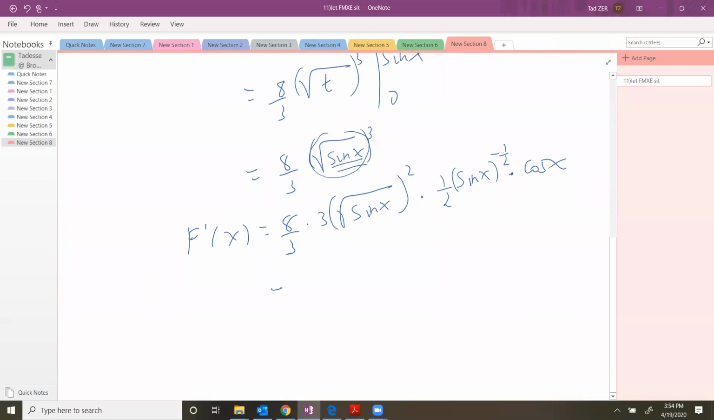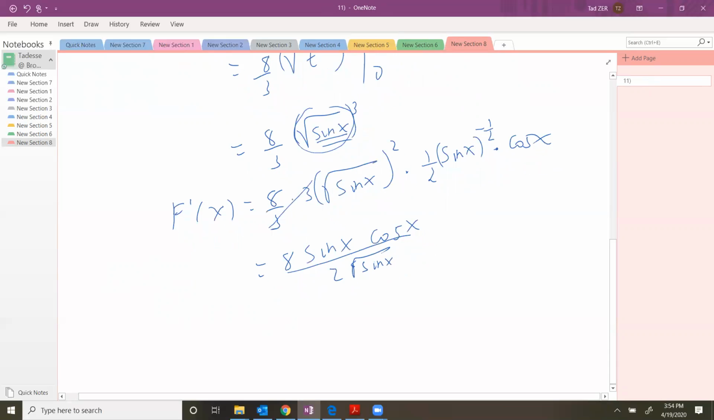So that will leave me, the 3 cancels out. The radical of sine x squared means it's sine x. So it will be 8 sine x. I have cos x here. And then I have sine x to the power of negative half. Negative half means it goes down, so it will be 2 radical sine x.